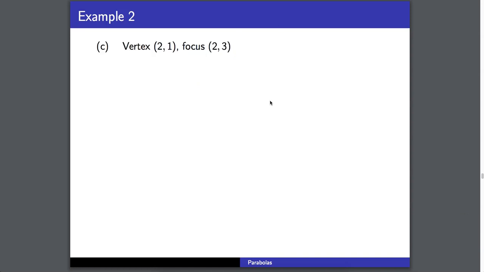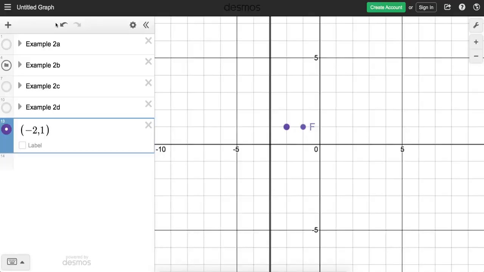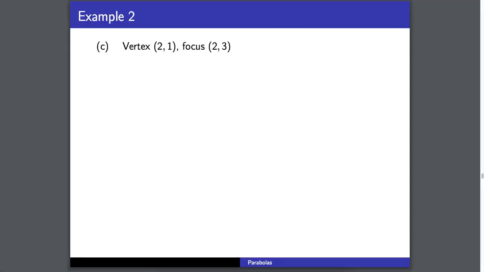All right, part C, this time we get a vertex and a focus point. So the vertex is at (2, 1), focus is at (2, 3). So let's go ahead and hide this. The nice thing about having a vertex and a focus point is we only need to find the value of p to get the value of a. In this case, the distance between the vertex and the focus point is 2 spaces. So our value of p is 2, which makes a equals 1 over 4 times 2, or a equals 1/8.